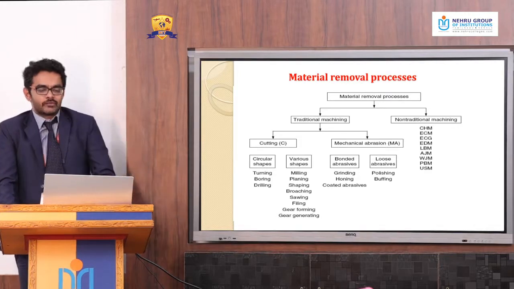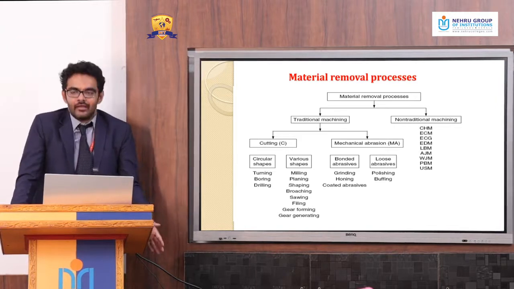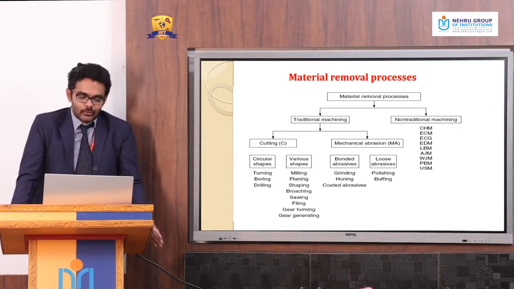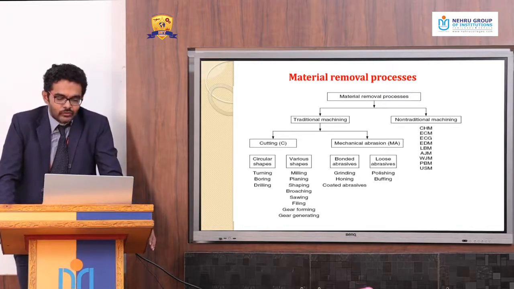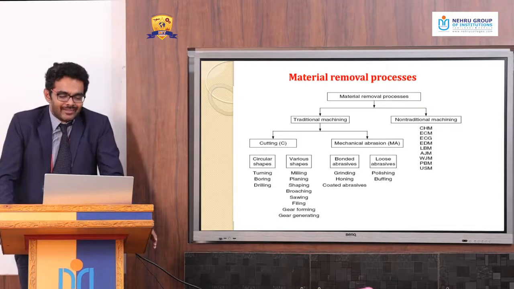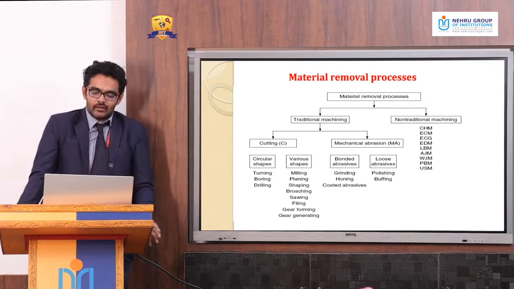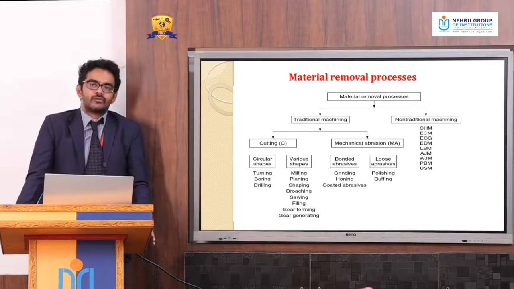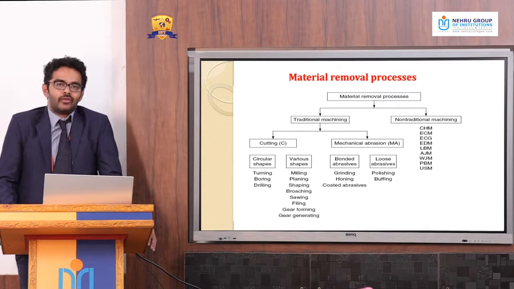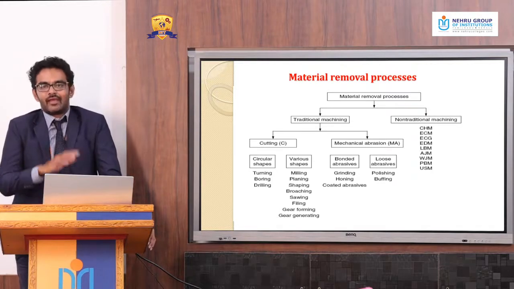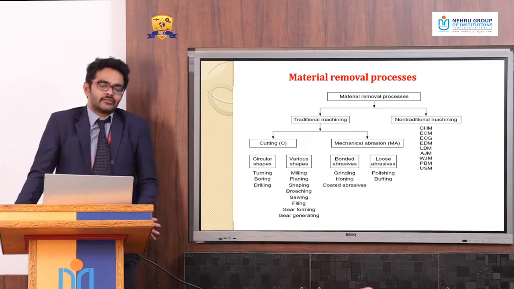In the traditional machining process, we have cutting processes like turning, boring, and drilling. Then various shaping processes like milling, planing, grinding, and broaching also come under the cutting process. Then the mechanical abrasion process is like polishing, with bonded abrasives and loose abrasives used in the grinding wheel. From that we can do the polishing process. So this is entirely different from the traditional machining process.